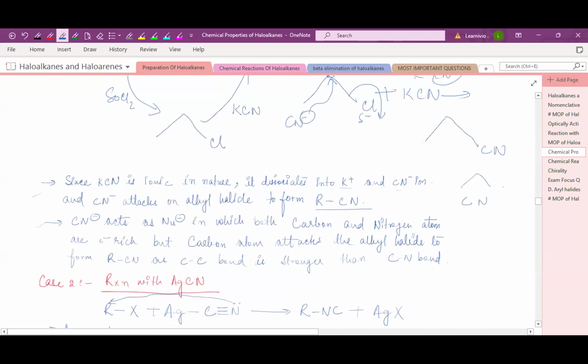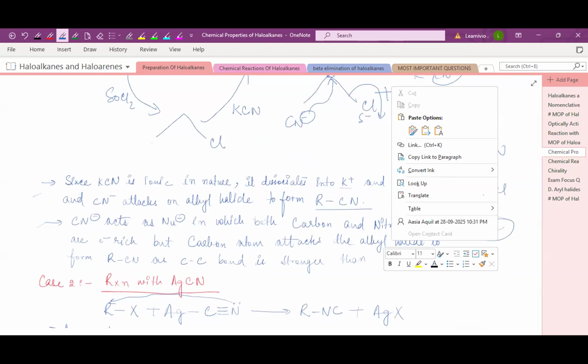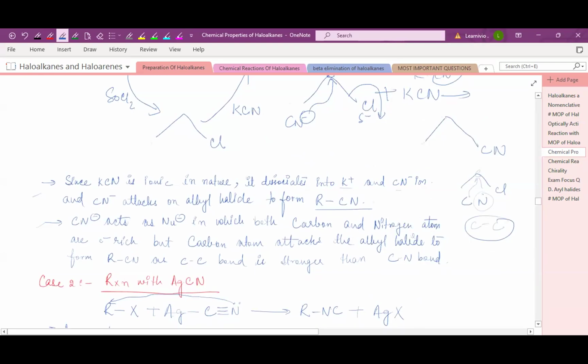Because see, okay, so this is a carbon, this is a chlorine. What happens when you attack? So the attack of the nucleophile is from the carbon side. Why? Because if it attacks from the carbon side, the carbon and carbon bond is stronger and more stable as compared to the carbon and nitrogen bond. Nitrogen अगर carbon की तरफ attack करेगा this side से, so it will be a weaker bond. So that's why the attack in the KCN happens from carbon, because it's an ionic compound.